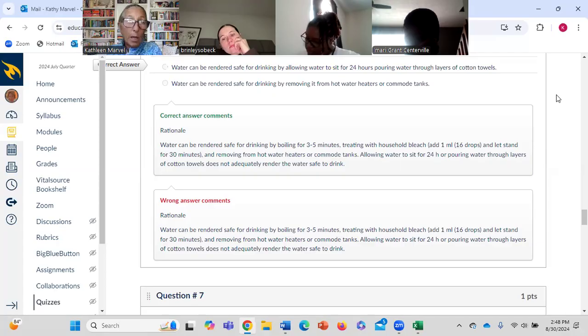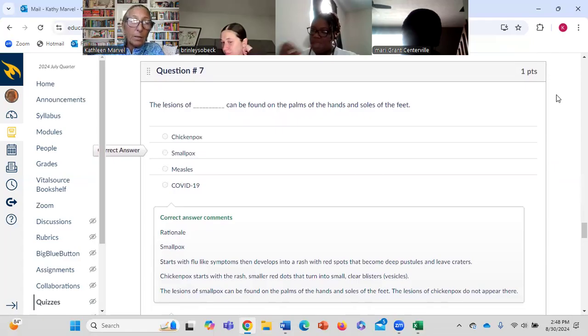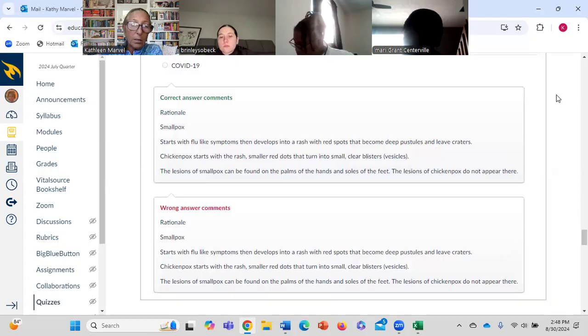One of the concepts we cover is bioterrorism and disaster. So you will be part of disaster planning and post-disaster management. Okay, this is a bioterrorism question. Okay, the lesions of what can be found on the palms of the hand and the soles of the feet? This was in your reading. Everybody get smallpox? Okay, smallpox, you are going to find lesions on the palms of the hand and the soles of the feet. Okay, you're not going to find that with chickenpox, and that's what the rationale talks about.